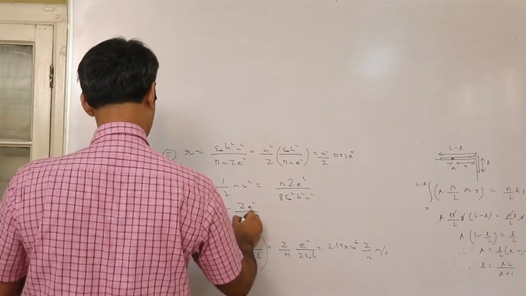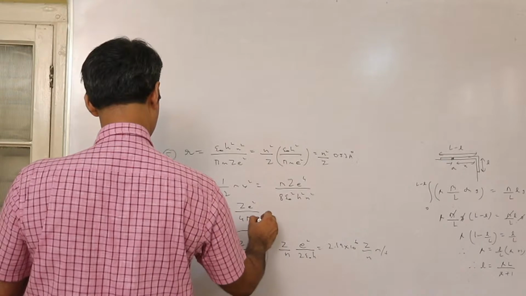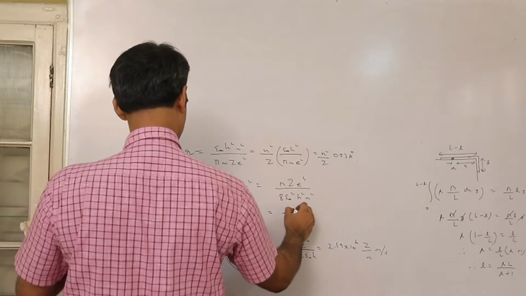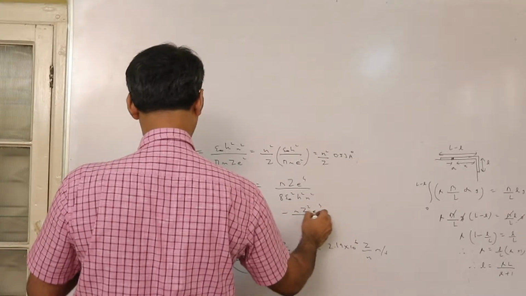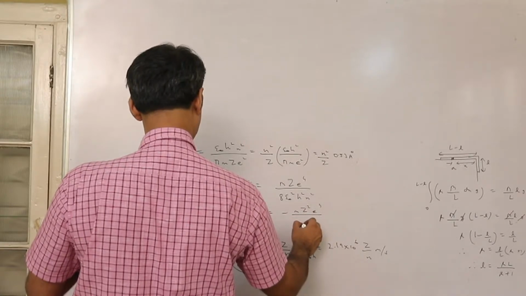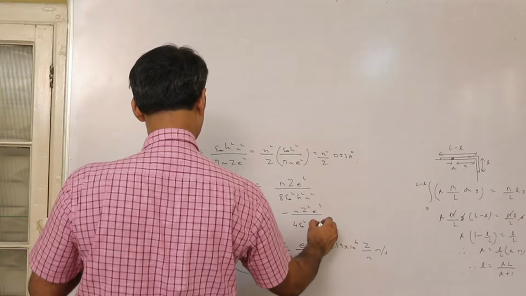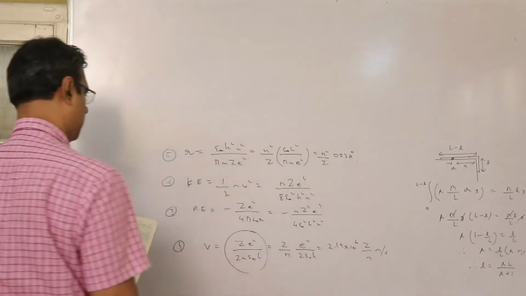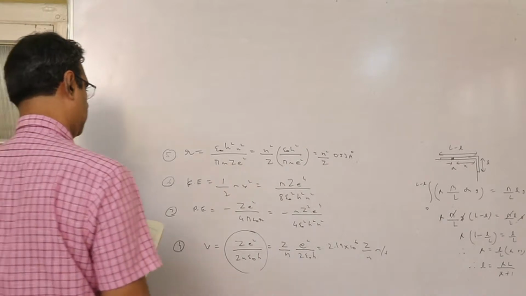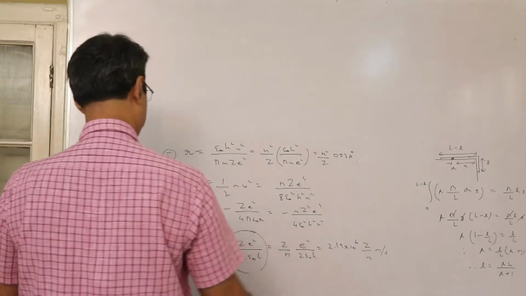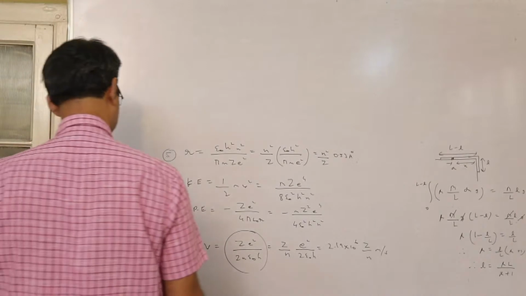The potential energy formula is this. So after putting the values, we will get minus m Z square e to the power 4 by 4 epsilon naught square h square into n square.